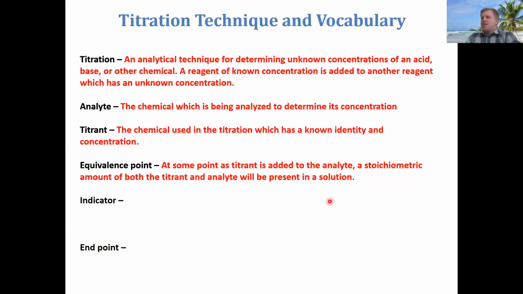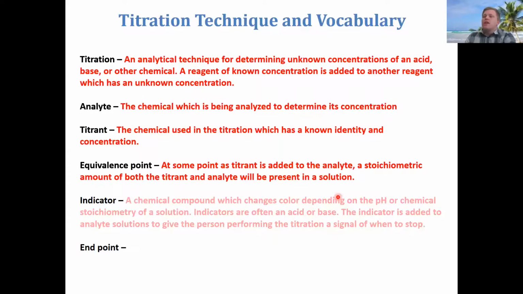So the reason I don't say that you have the same amount of titrant and analyte in your solution is because let's say that your titrant and analyte react at a 1:2 ratio or at a 2:3 ratio or some other ratio. So what you want is a stoichiometric ratio where all of your titrant and all of your analyte have reacted with each other. And sometimes that's a 1-to-1 ratio, but oftentimes it's not.